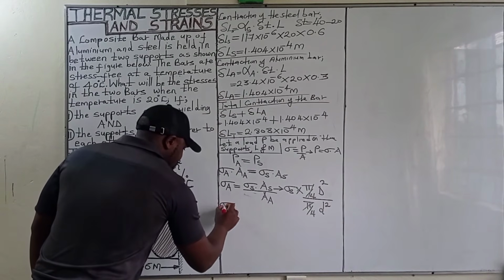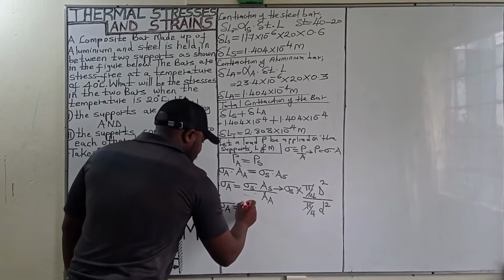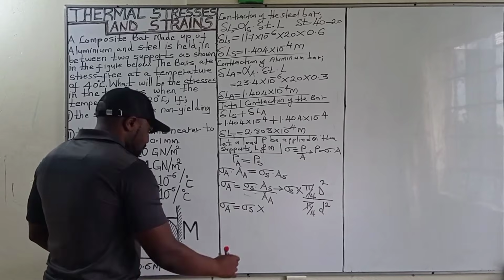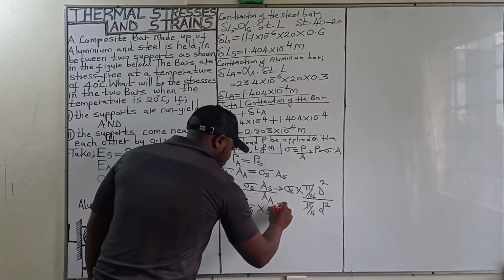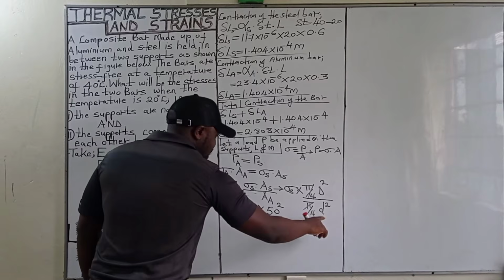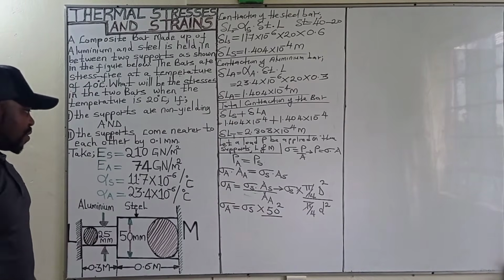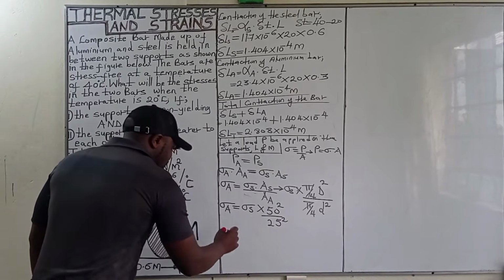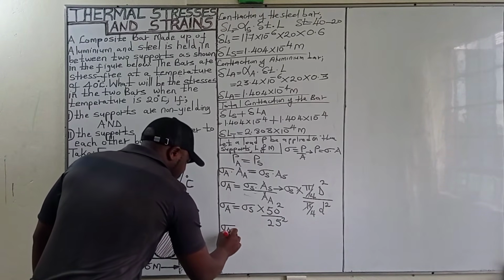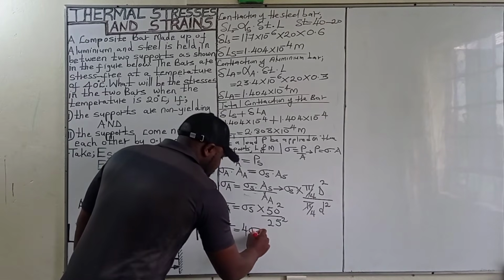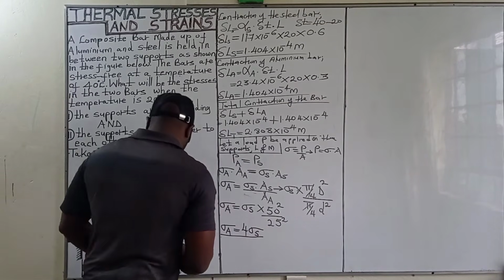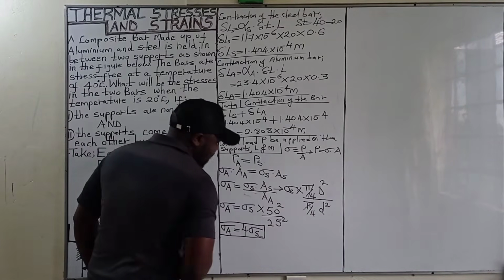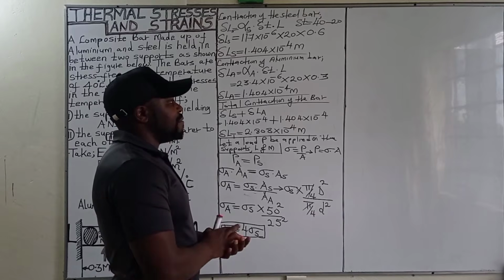So we are going to have stress in aluminium equals stress in steel times diameter of steel, which is 50 millimeters, therefore 50 squared, divided by the diameter of aluminium, which is 25. So that is d squared, 25 squared. And this is going to give us stress in aluminium being equal to 4 times the stress in steel. Good. So this relation, we are going to use it in a few.